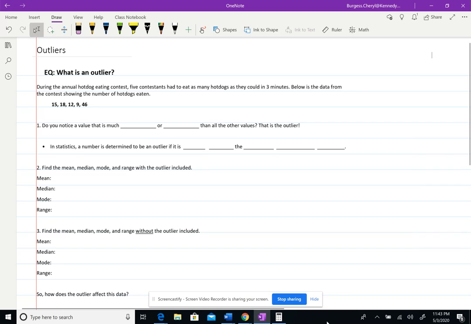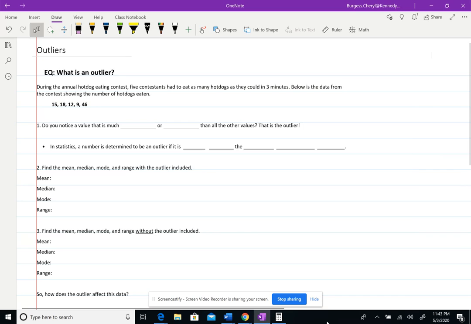The best way to learn outliers is to find out what it is based on an example. So that's what I've provided today. Our example says during an annual hot dog eating contest, 5 contestants had to eat as many hot dogs as they could in 3 minutes. Below is the data from the contest showing the number of hot dogs eaten. So 5 contestants are eating hot dogs, and the number of hot dogs eaten are 15, 18, 12, 9, and 46.